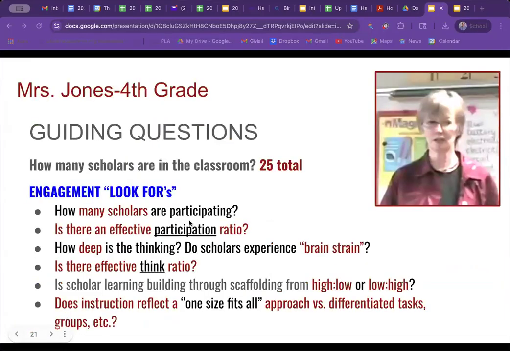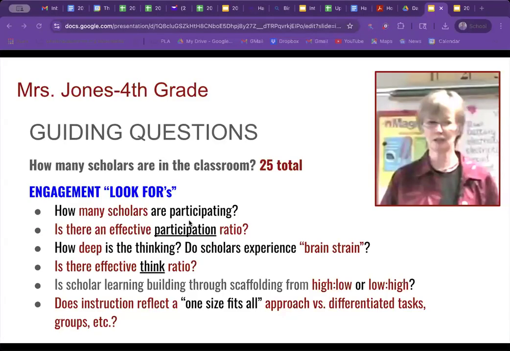Okay, so now it's time to access your observation materials. We are going to visit Mrs. Jones's 4th grade classroom where they are currently learning science. You're going to review the following questions that may help to guide your thinking when you are in the classroom.